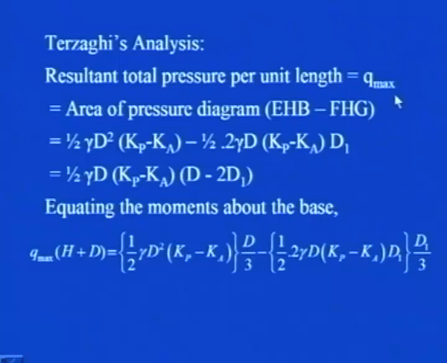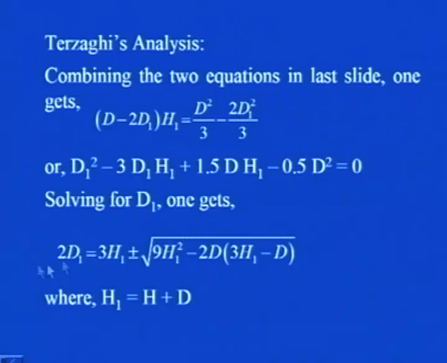Now, the expression for Q max you have already obtained as half gamma d (Kp minus Ka)(d minus 2 d1). If you substitute it here and simplify the expression, you will get this simpler expression, which is (d minus 2 d1) into h1 is equal to d/3 minus 2 d1 square over 3.